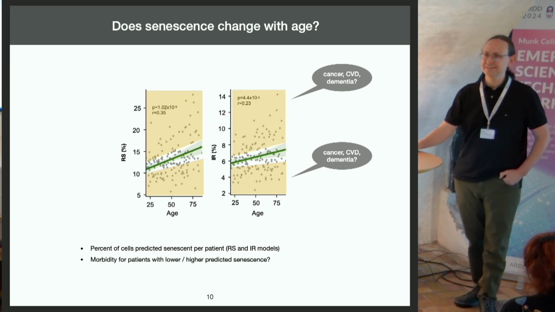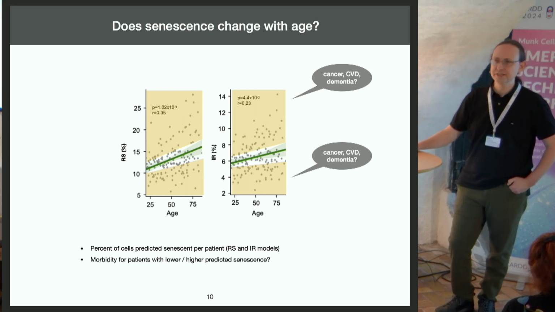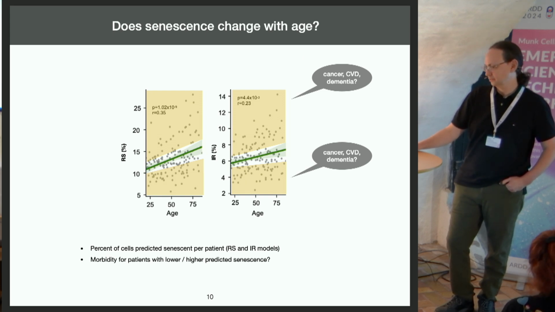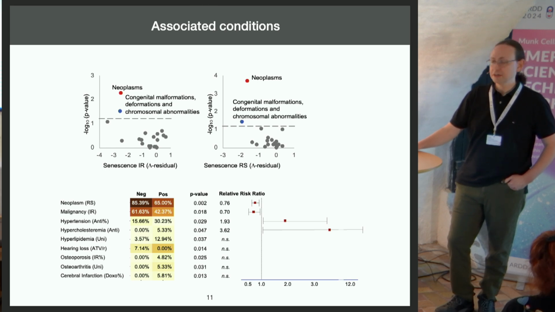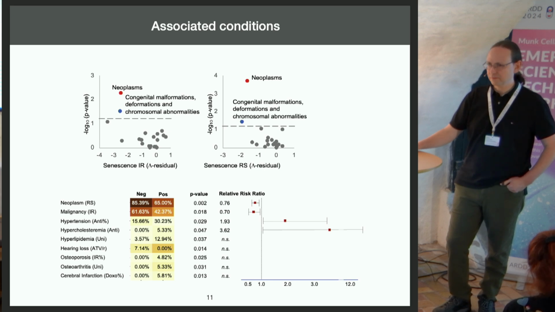And then that leads to the question of, do people with higher predicted senescence or lower predicted senescence tend to have higher or lower rates of cancer, cardiovascular, or other diseases? This is based on Danish medical records. They centralize the records here, and they have a very good system for doing this kind of study. So we could look at this set of patients, and we could see the relationship.